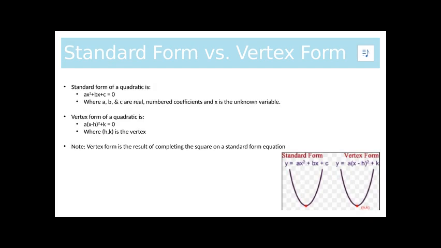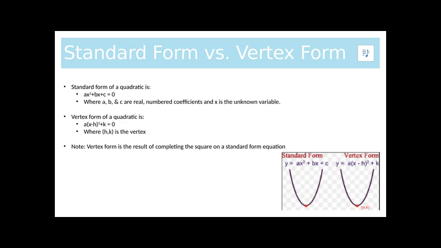Okay guys, so I quickly want to discuss standard form versus vertex form. Standard form of a quadratic is ax squared plus bx plus c equals 0, where a, b, and c are real numbered coefficients, and x is the unknown variable. It's really important. I want you to keep this. This is what we're going to work on today, solving for x in situations where you have a quadratic in this form.